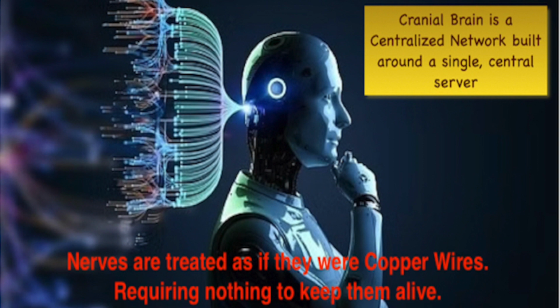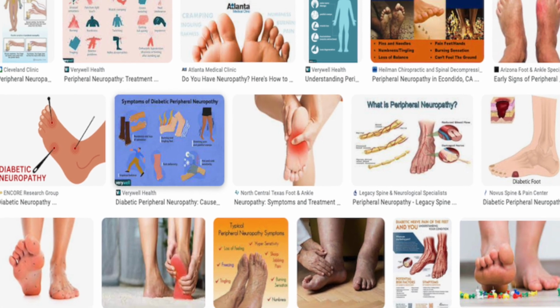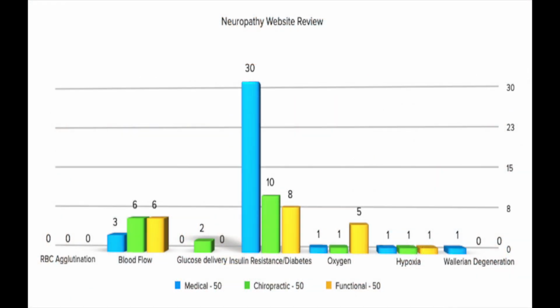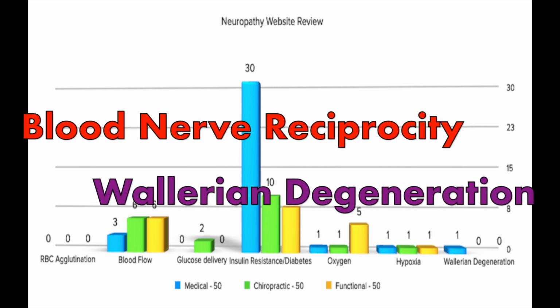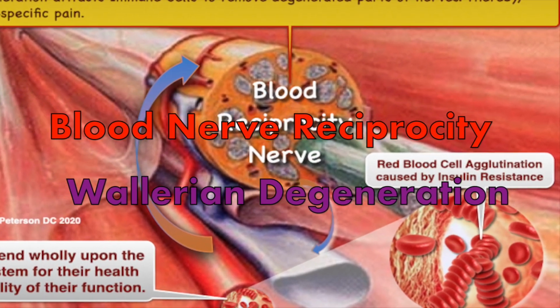Unfortunately, the brains and nerves are treated as if they are copper wires, needing nothing to keep them alive, much less properly functioning. A review of 100 neuropathy websites disgustingly revealed only 5 with a brief mention of oxygen or glucose, which was given little importance.